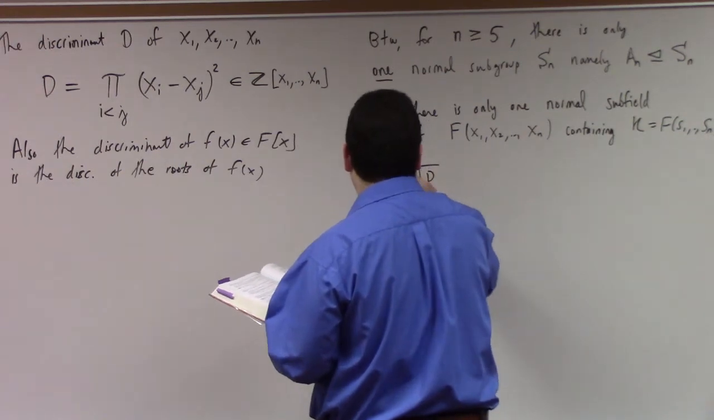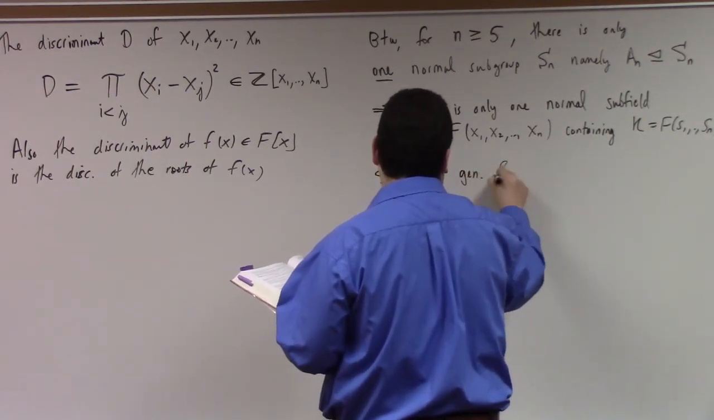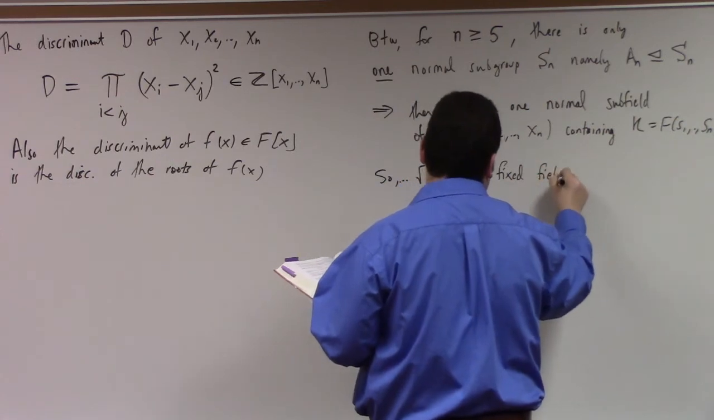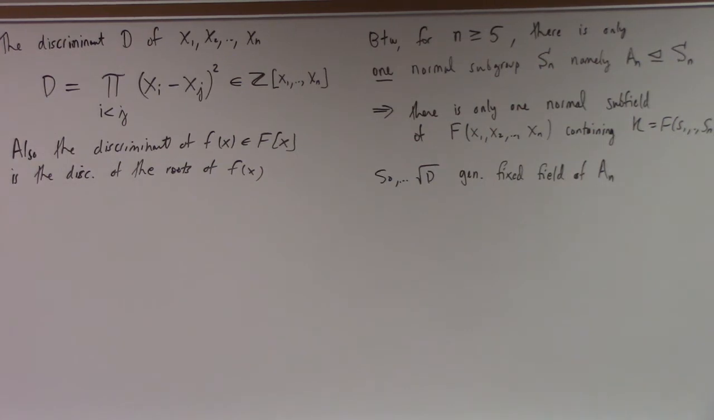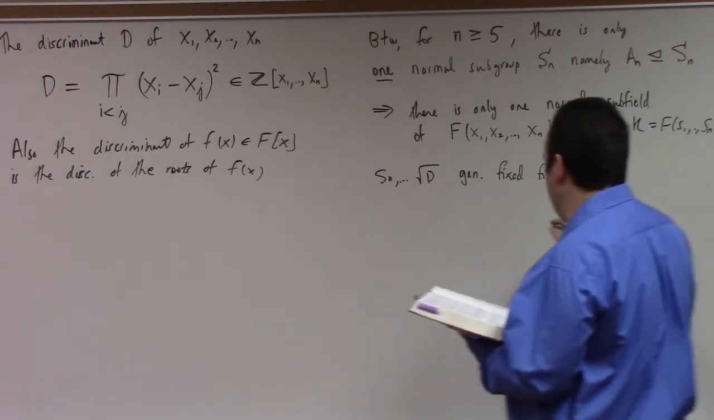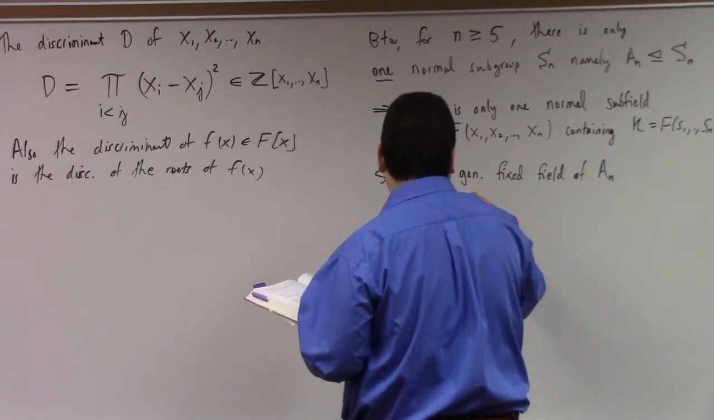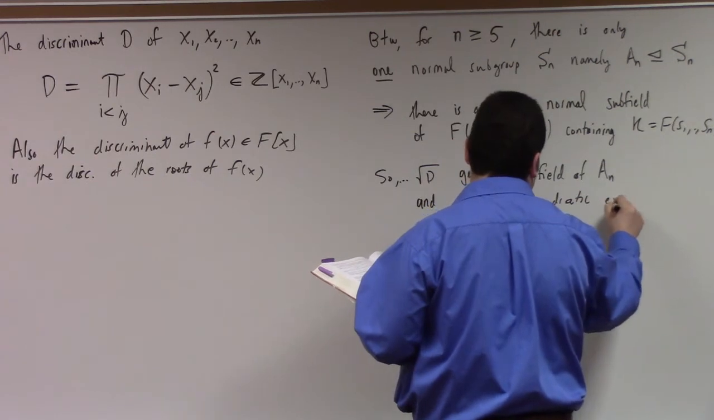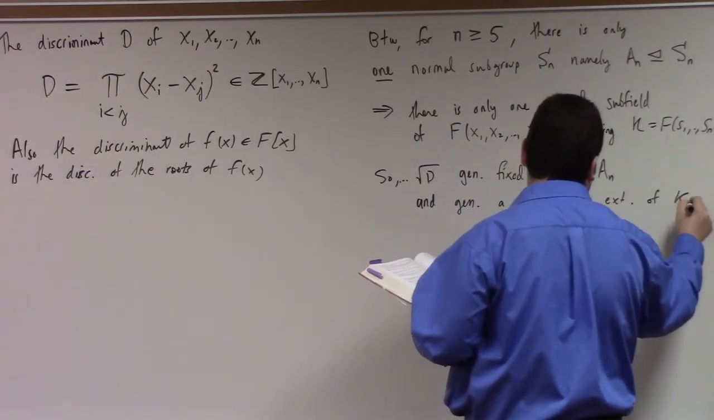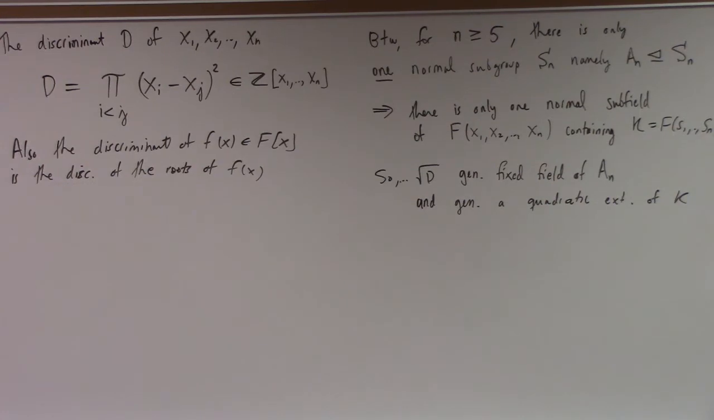Square root of d generates the fixed field of An, right? And generates a quadratic extension of what? Of K, the field adjoining the elementary symmetric functions. That gives us proposition 33.